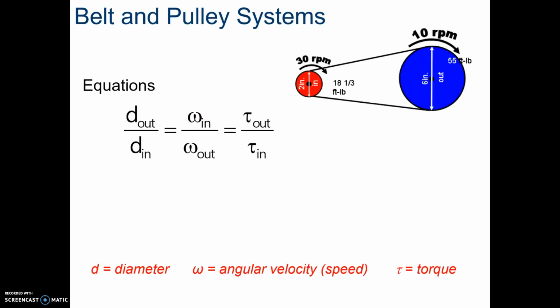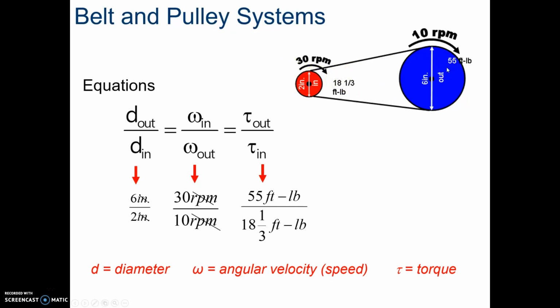For belt and pulley systems, we write these equations down. We see the diameter out over in again. We see the omega, or angular speed, in over out. Remember that one is opposite. And then torque, we see torque out over torque in. And they give us an example here of these red and blue. So if we plug those numbers in, we have 6 inches out over here on this blue pulley, and then 2 inches in. For the angular speed, we have 30 RPMs is our in, over 10 RPMs out. And then our torque, we have 15 foot-pounds over 18 1/3 foot-pounds. Either way, they all simplify to a 3 to 1 ratio.